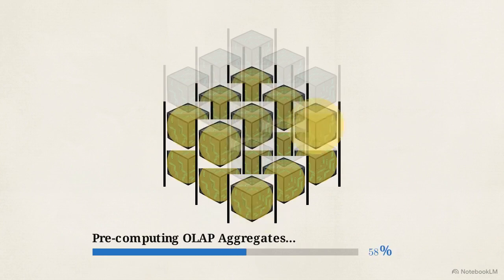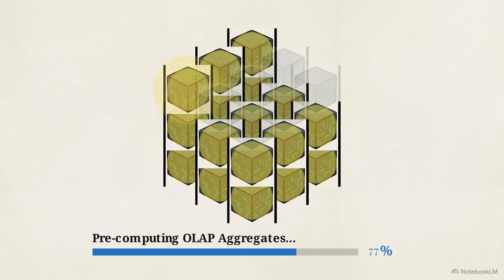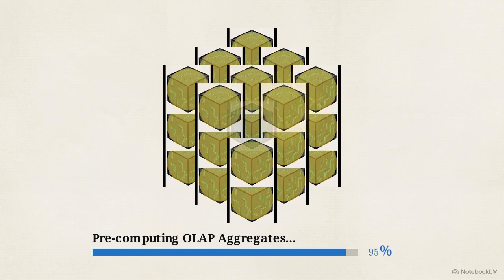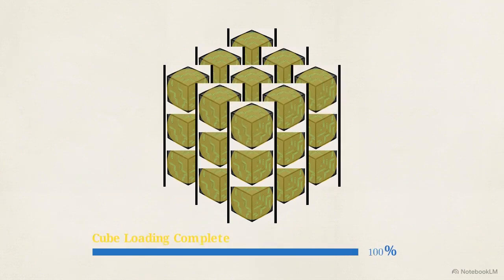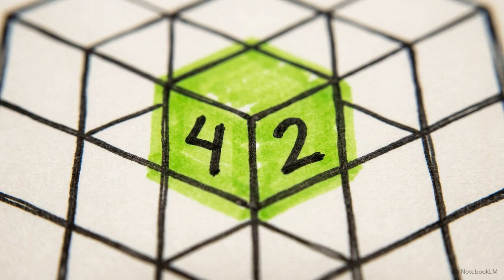The MOLAP cube calculates and stores every possible dimensional intersection and aggregate during the initial data load time. Because the math is already done, heavy analytical queries take zero processing time. The routing algorithm simply retrieves a pre-computed coordinate.